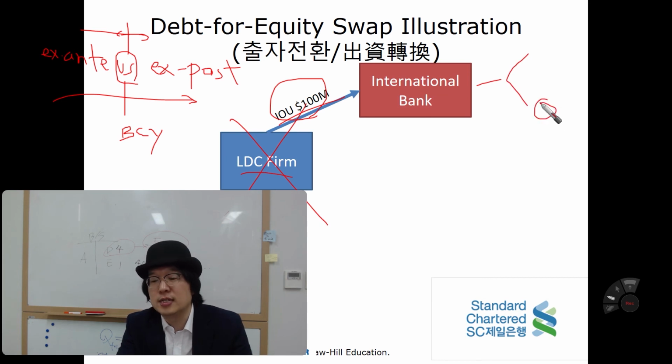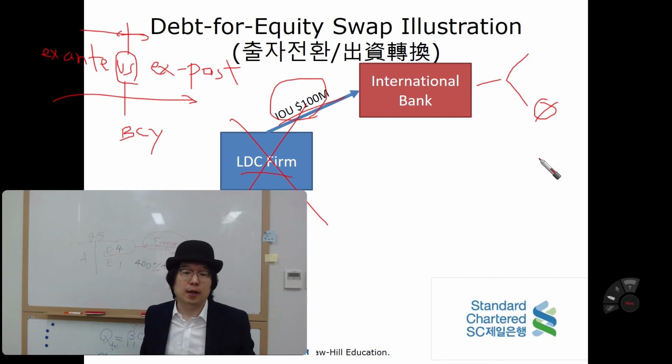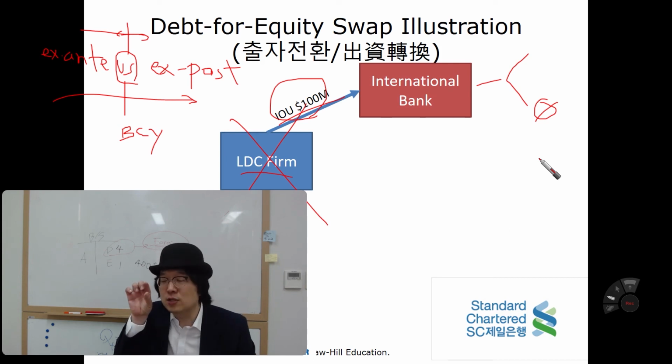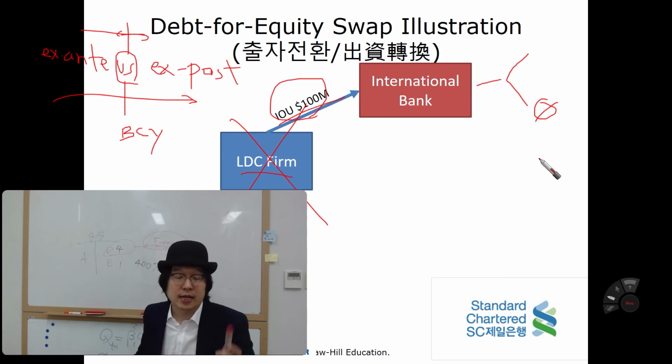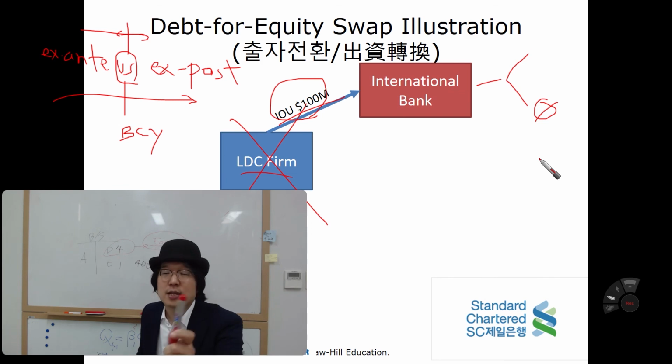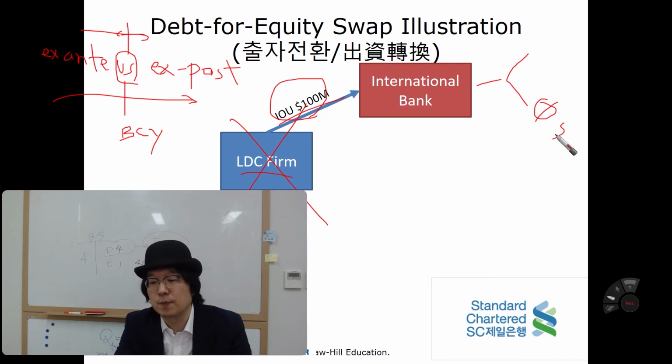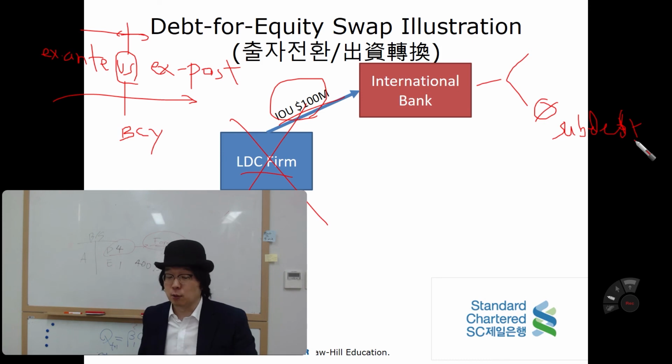One is ending up with nothing. The company can be fully liquidated. Maybe after liquidation, only a small fraction of the IOUs will be repaid, or nothing at all, in case what they lent is subordinated debt. Sub-debt we call it, subordinated, 후순위 채권. No chance, no soup. 국물도 없어요. So no chance.